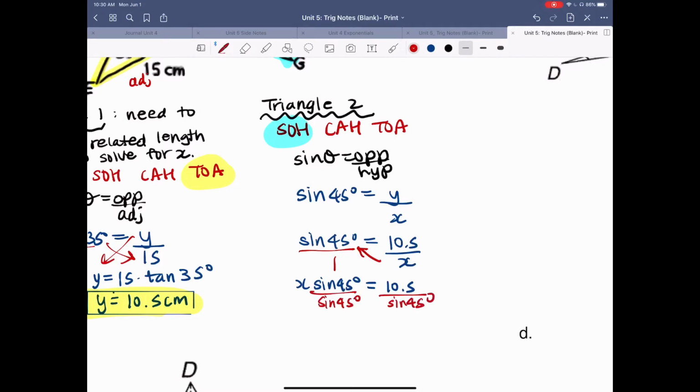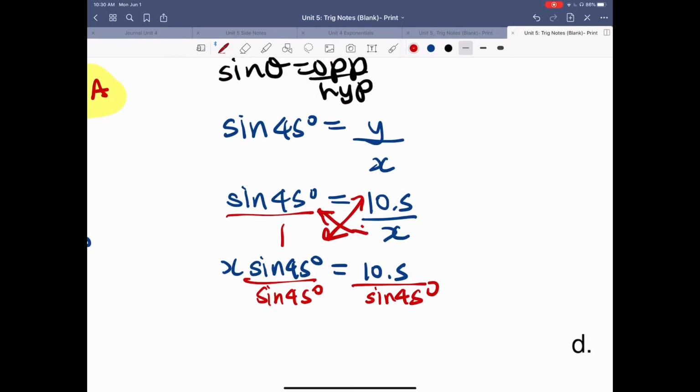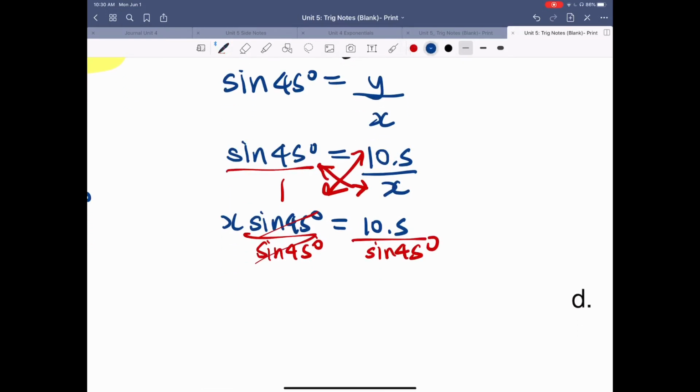I'll just keep it for now. But sometimes you'll see me doing a half cross multiplication. But this time I'll just do the full cross multiplication so I don't lose any of you. So I have the following. So I have x equals 10.5 divided by sine 45. Recall that I'm using the actual exact version in my calculator, and x is equal to 14.9 centimeters.